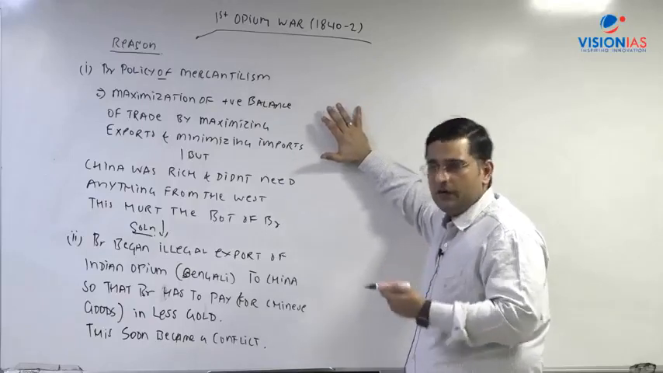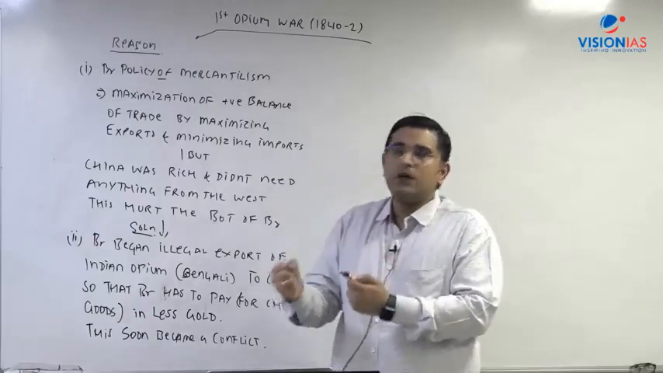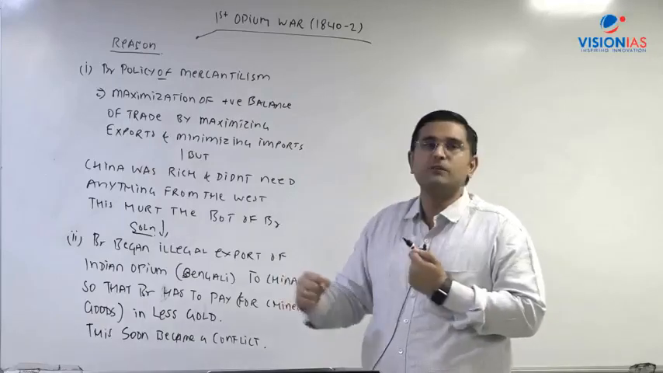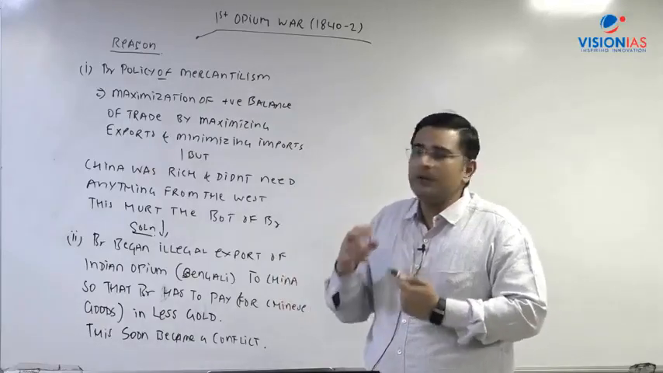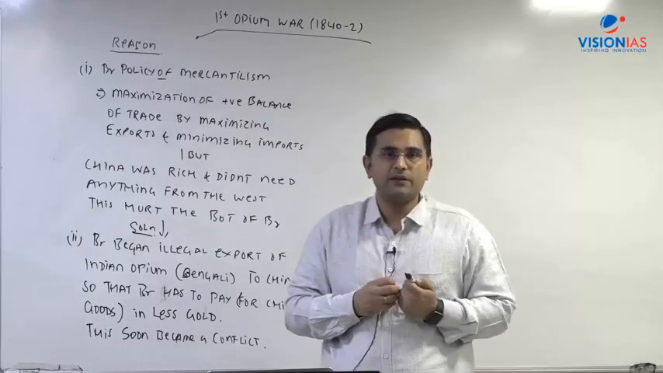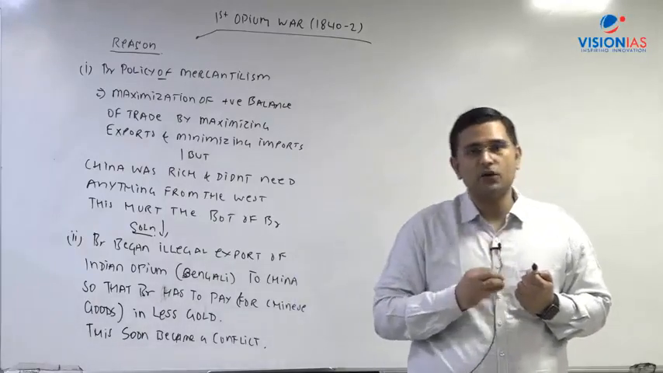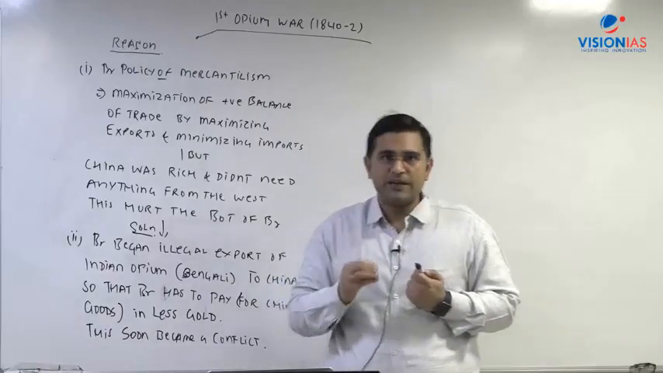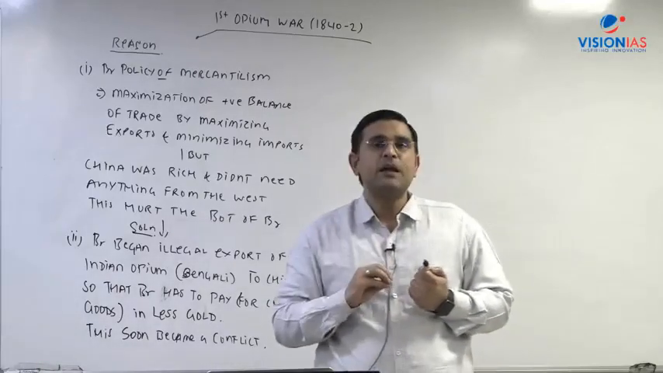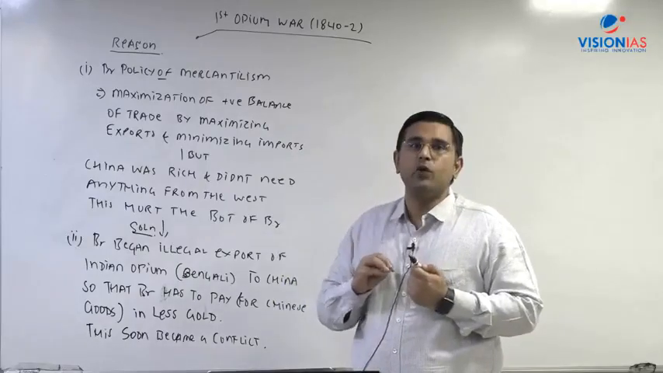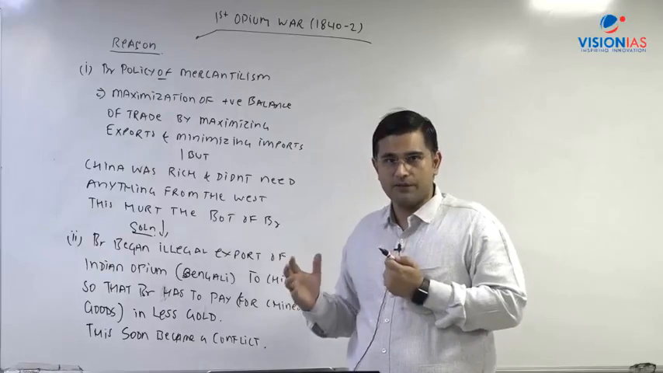That is, when you are exporting something, then you are earning something. When you are importing something, then you are losing money. And at that point of time, international trade was being run on gold. So the British policy of mercantilism meant maximizing the positive balance of trade, maximizing exports, minimizing imports in value terms, so as there is minimum outflow of gold from Britain to the rest of the world.